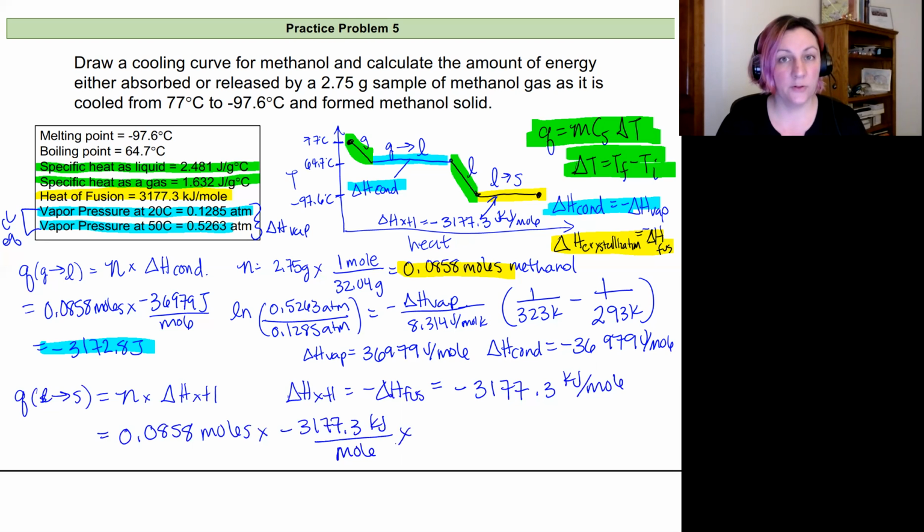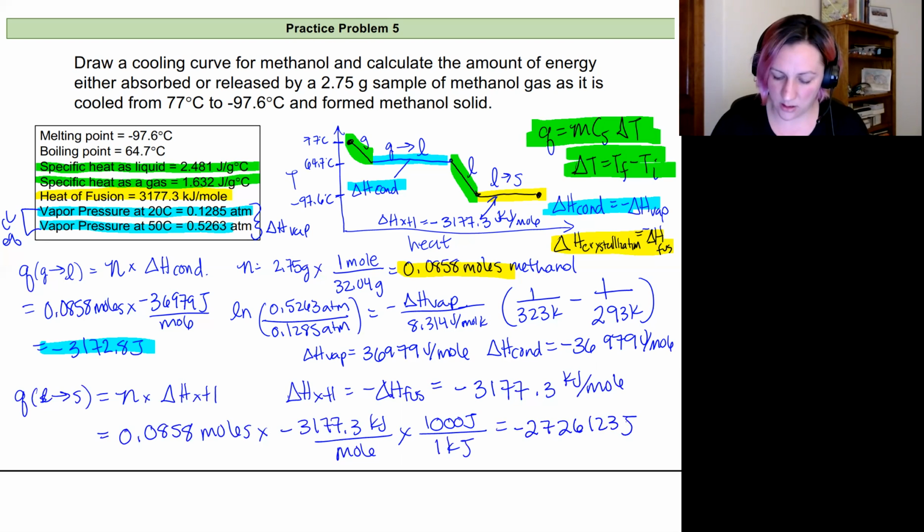And I'm going to convert this into joules since all my other calculations are going to come out in joules. I'm going to add these all up at one point. So this is going to be equal to times 1,000 joules divided by 1 kilojoule, giving me a value at the end of this calculation of, it's a big one, negative 2,726,123 joules. Whew. And that corresponds then to that liquid transitioning into a solid.